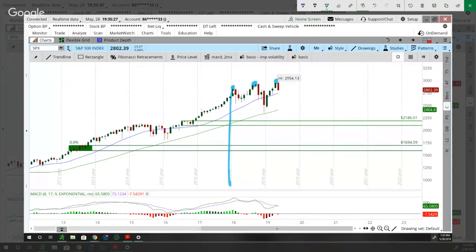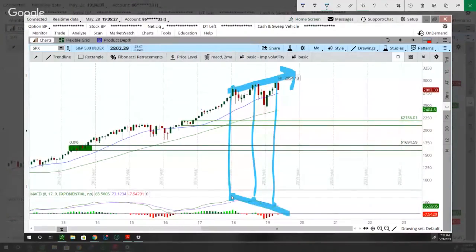Now, this swing high corresponds to this swing high in the MACD. This swing high corresponds to this swing in the MACD, and this swing high corresponds to this one. What do we notice about my swing highs in price versus my swing highs in the MACD? Well, they are completely diverging away from one another. And that divergence away from one another.